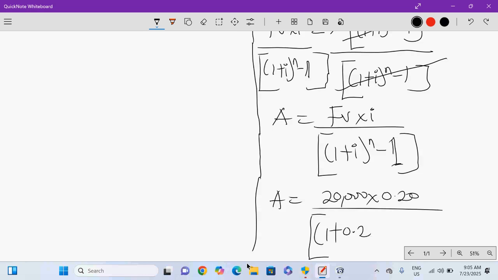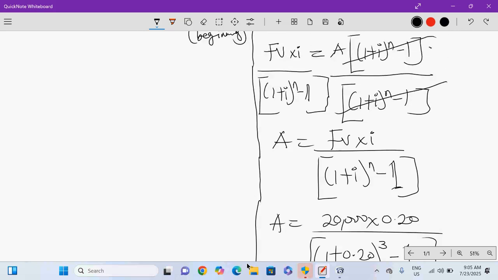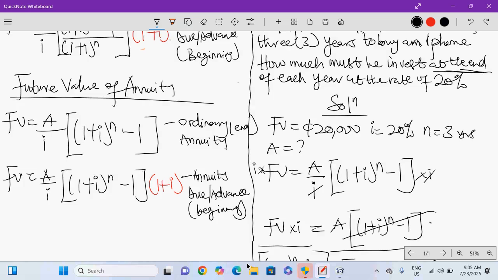1 plus 0.20. Number of years is 3 years minus 1. So what do we have? What is our A? Our A, according to my calculator, is 549.51. Right? So don't be confused as to whether the question is asking.